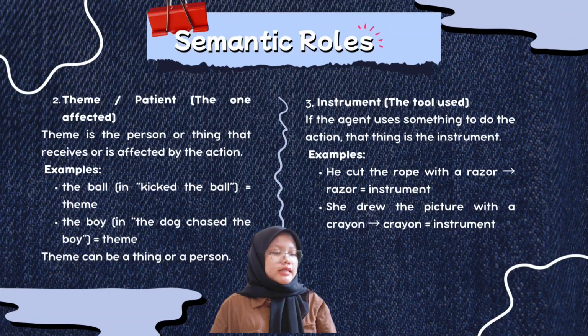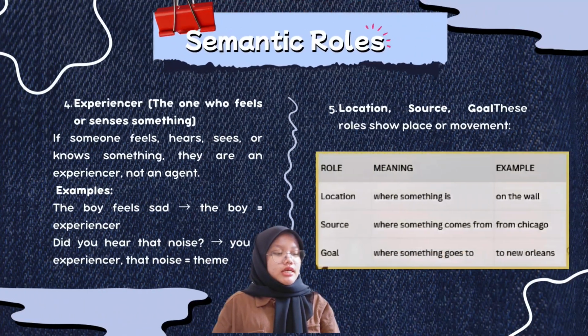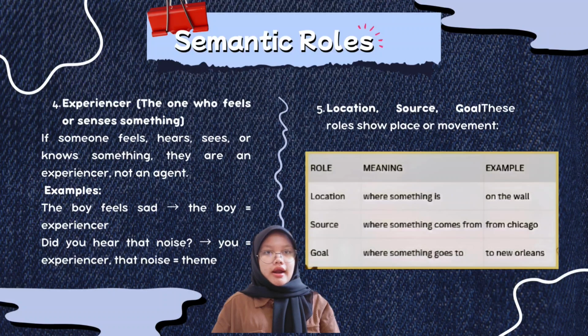The next, still in semantic rules, is experiencer. Experiencer, the one who feels or senses something. If someone feels, hears, sees or knows something, they are an experiencer, not an agent. Example, the boy feels sad. The boy here is the experiencer because he feels sad. Did you hear that noise? You here is the experiencer, and that noise is the theme.